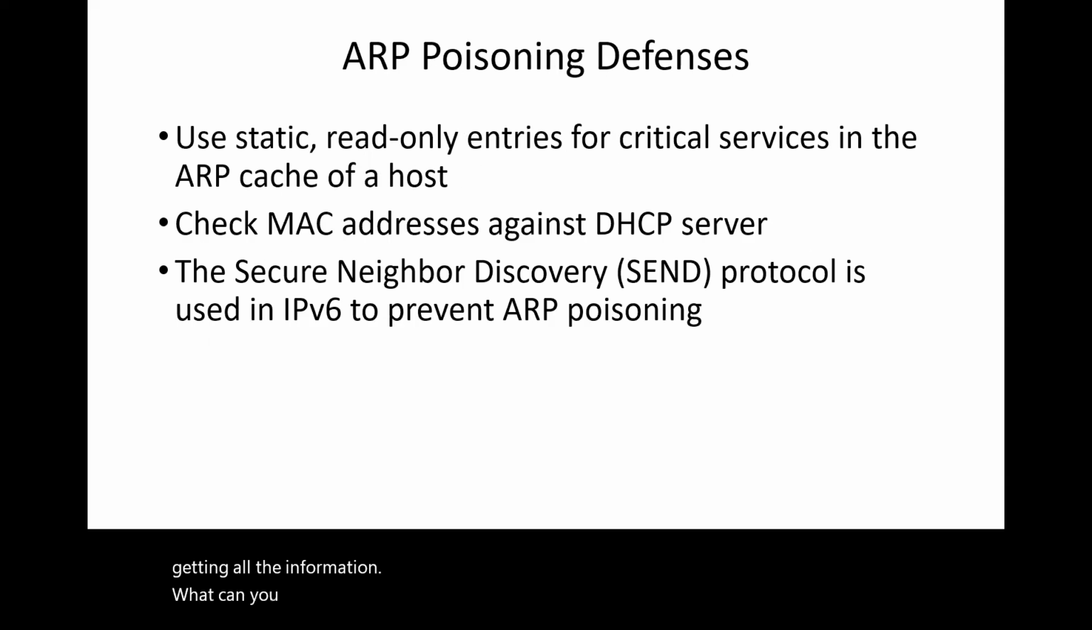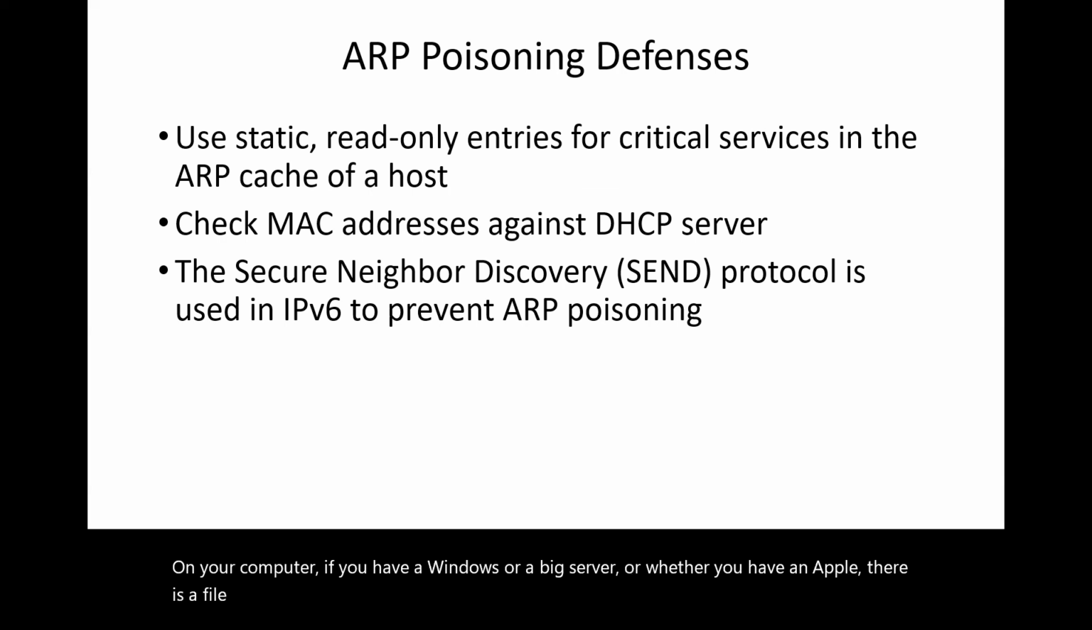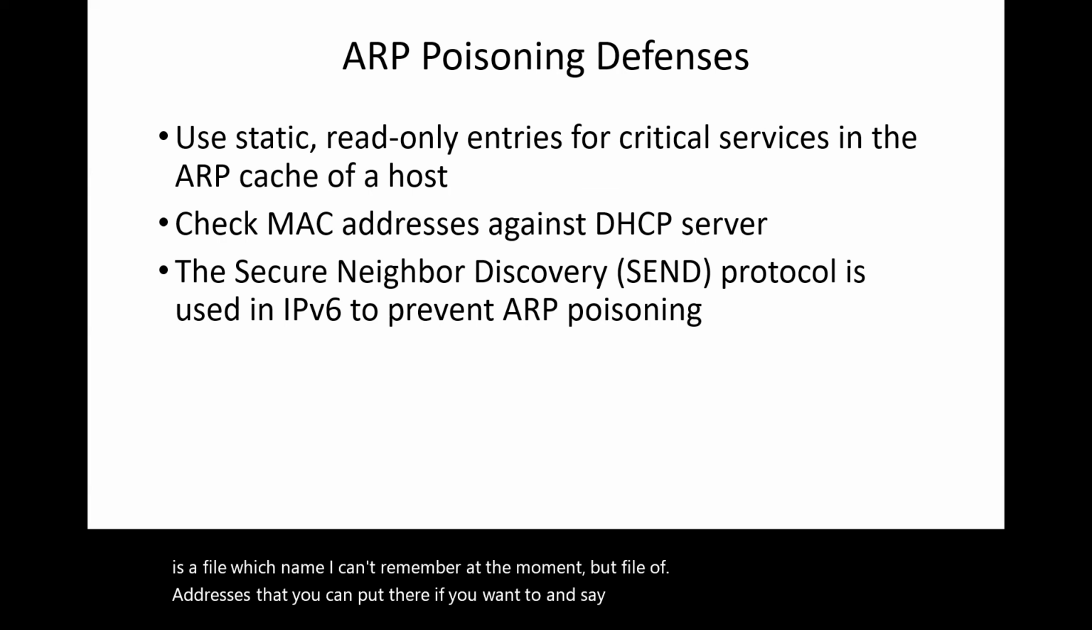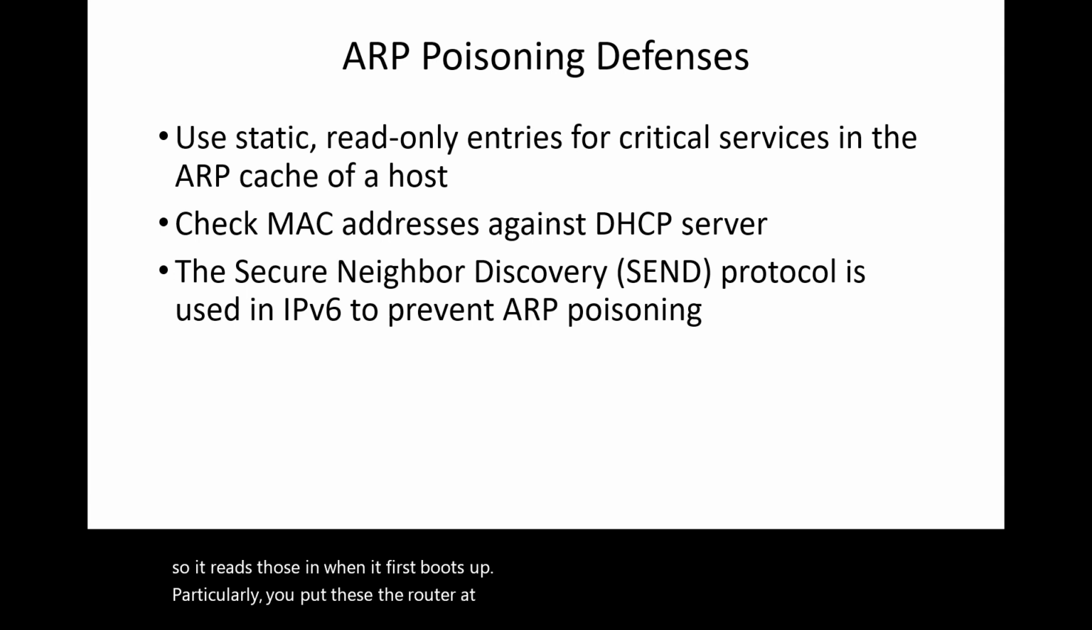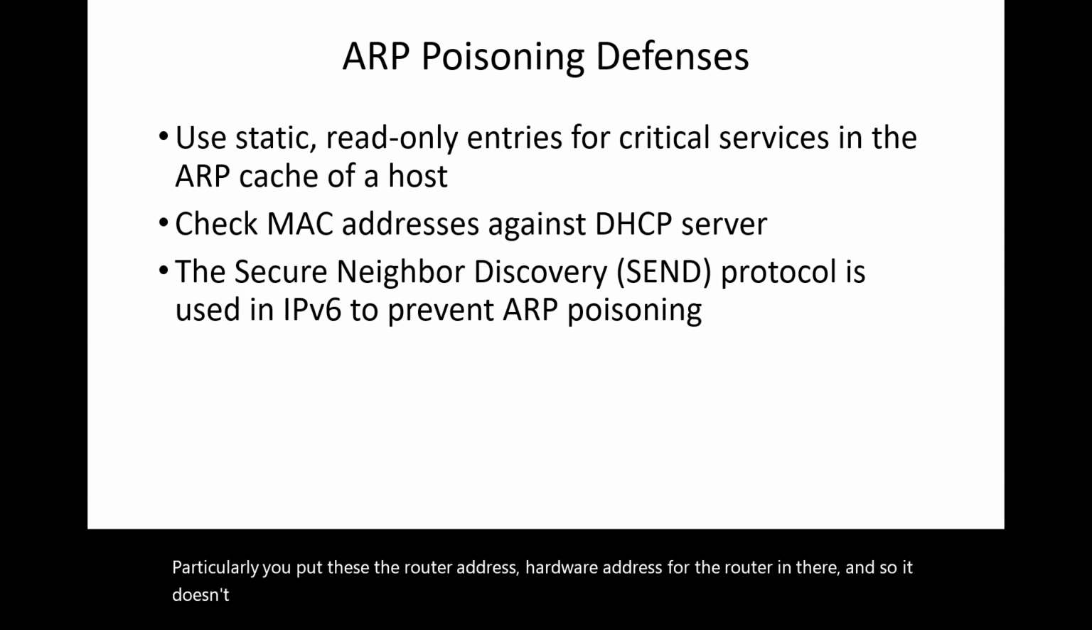What can you do about this? Well, on your computer, whether you have a Windows, a big server, or whether you have an Apple, there is a file, which name I can't remember at the moment, but there's a file of addresses that you can put there if you want to and say, okay, don't bother looking these up. Here they are to start with. And you can make them read-only. It says, you never change these. And so it reads those in when it first boots up, particularly you'll put your router address, hardware address for the router in there. And so it doesn't bother ARPing for the address, and it doesn't accept any other requests.